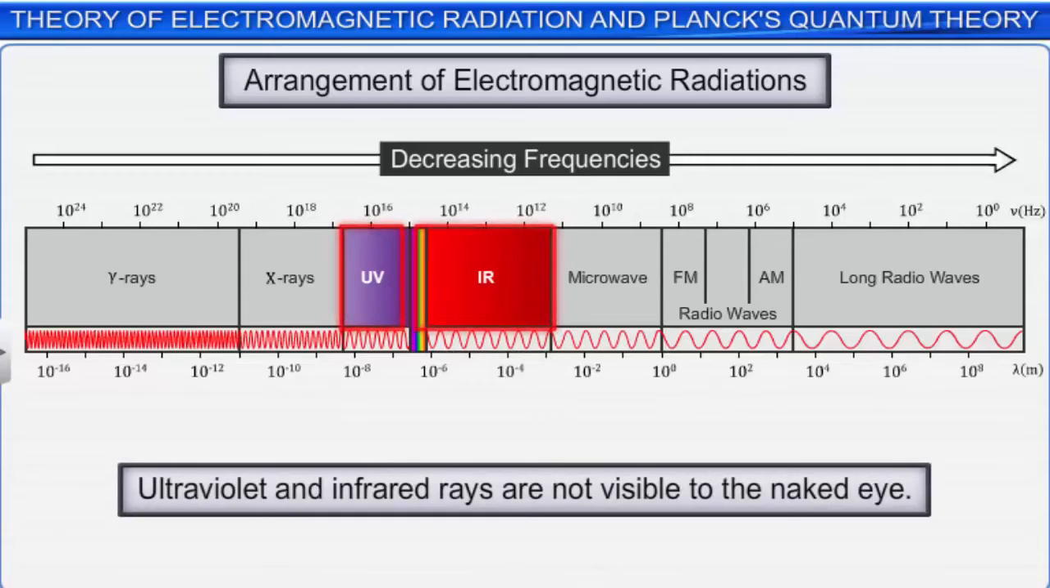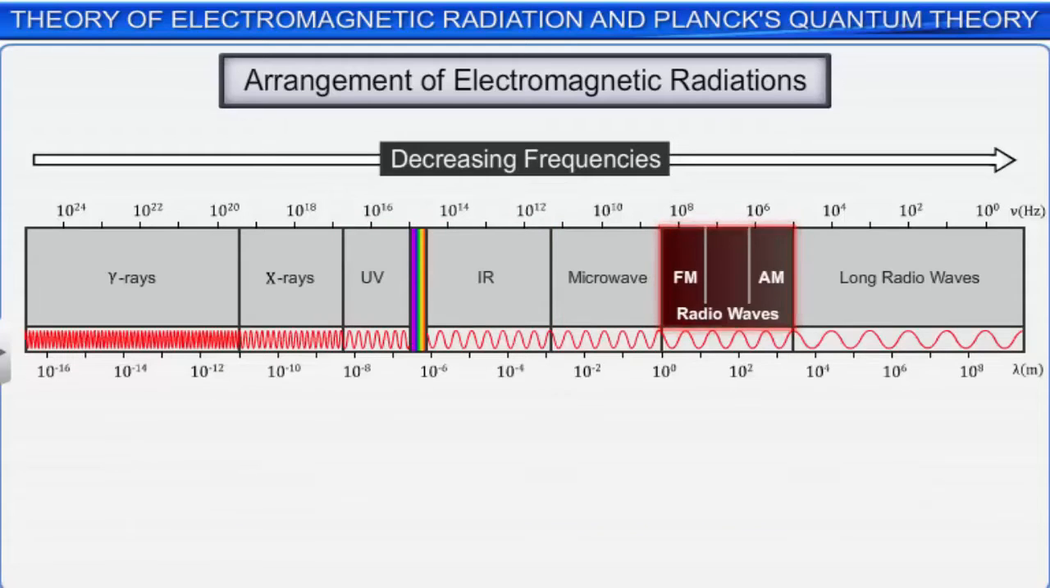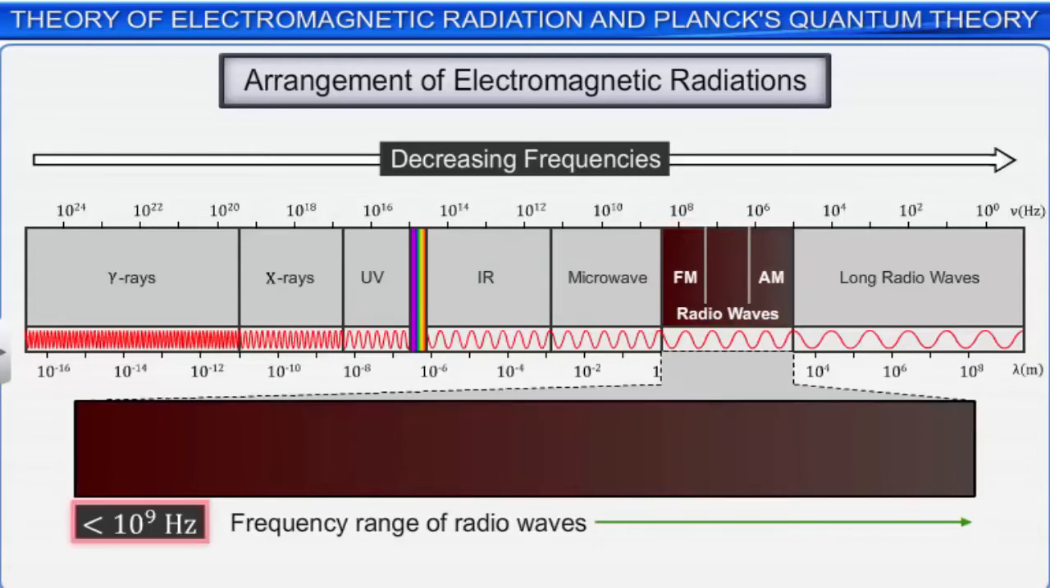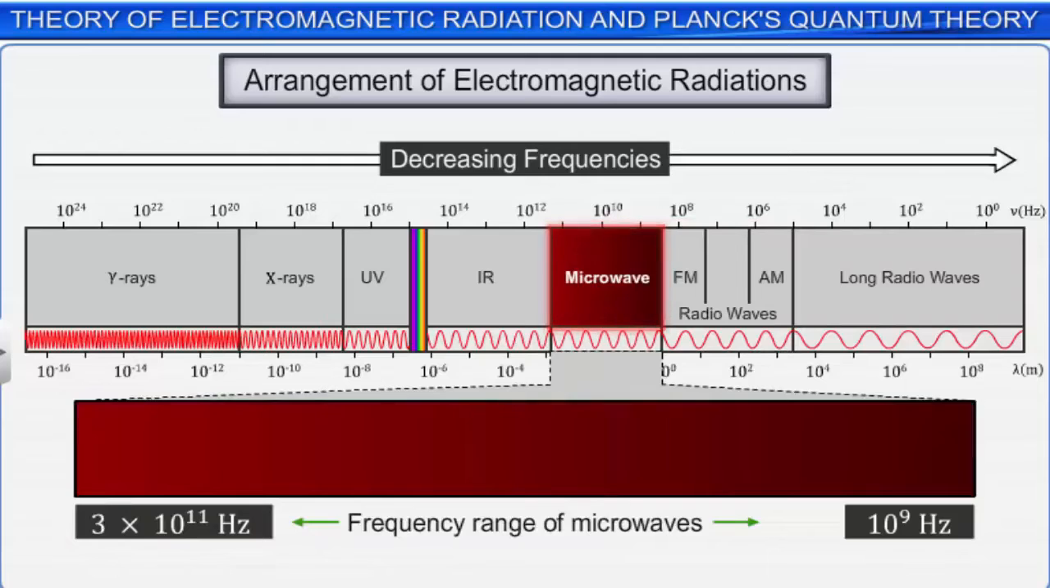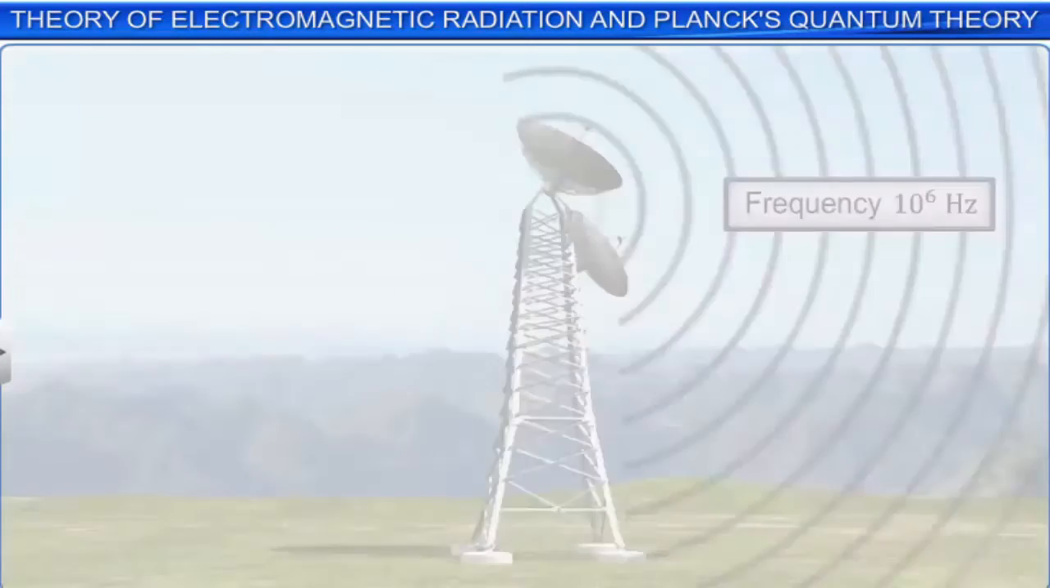Ultraviolet and infrared rays are not visible to the naked eye. Other important regions in the electromagnetic spectrum include radio waves with frequency less than 10^9 Hz and microwaves with frequency of 10^9 to 10^11 Hz. Radio waves have the longest wavelength.